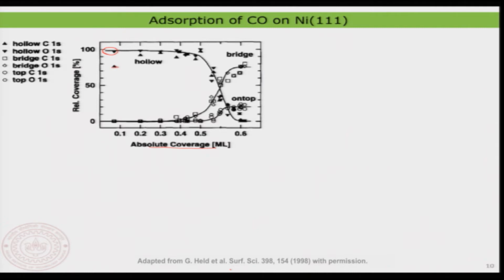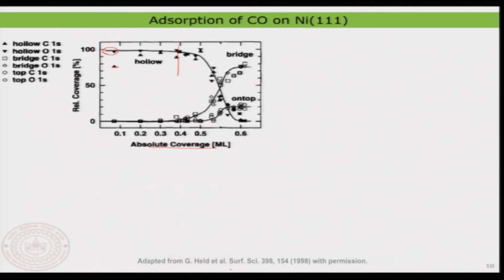Now you keep on increasing the coverage, measure the XPS spectra, and plot the intensity of the peak as a function of coverage, and then you can understand this. As you see here, around 0.4 monolayer, I start to get occupation of the bridge site. That is the first thing. You see it branching out, and clearly the HCP site is going down. So, now this is a systematic analysis.